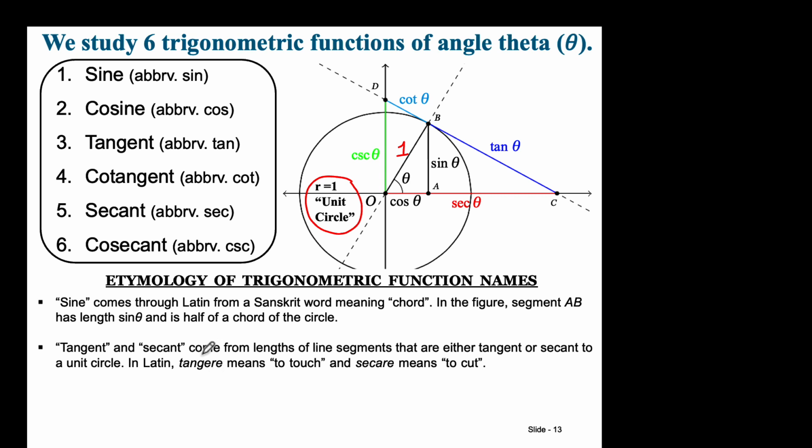Tangent and secant come from the lengths of a line segment that are either tangent or secant to a unit circle. So here you can see tangent. This line right here is touching the circle in exactly one location. Call that a tangent line. And the distance from that point on the terminal side to this point C is tangent of theta, which is the y coordinate over the x coordinate of this coordinate B. Secant is the distance from, well, here's our cosine theta. Secant's this distance here.